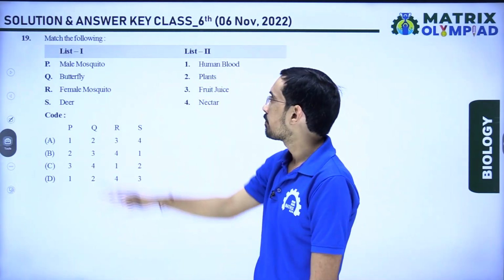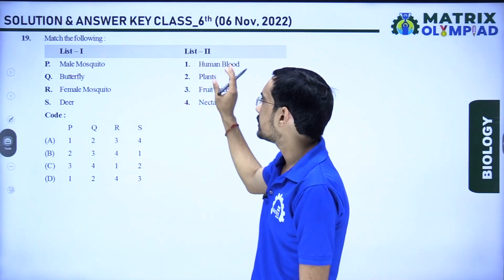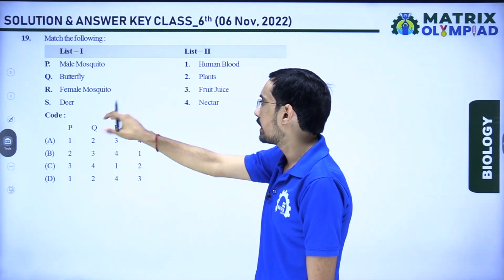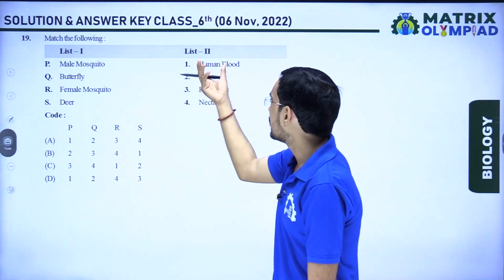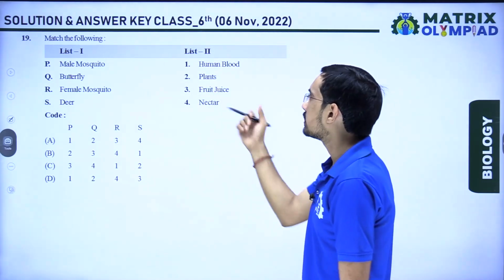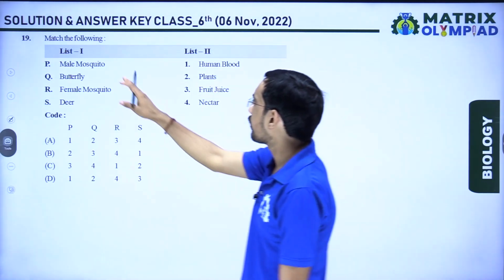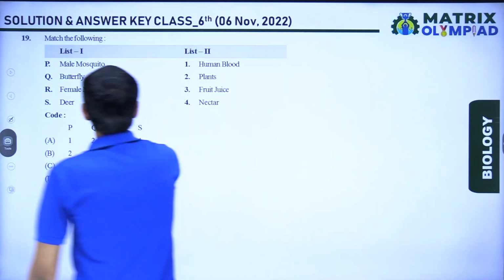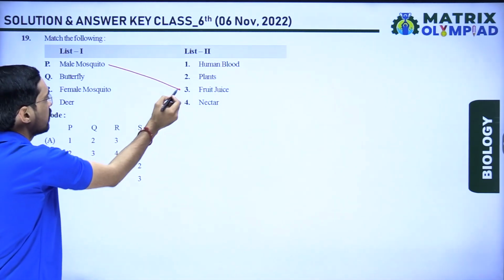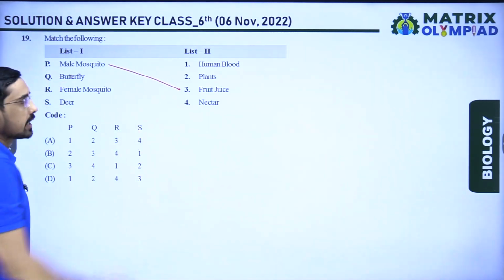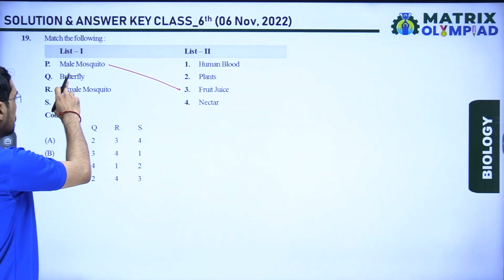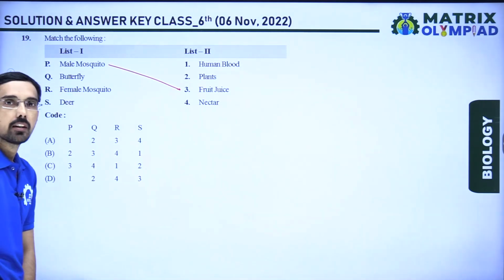Next question is, match the following, list 1 and list 2. Male mosquito, butterfly, female mosquito and deer are given in list 1, and in list 2 human blood, plants, fruit juice and nectar are given. We have to match them with each other. So let's move to the first option, male mosquito. Male mosquito helps in providing fruit juice, so P matches with option C. Or third, butterfly. Butterfly helps in providing nectar.